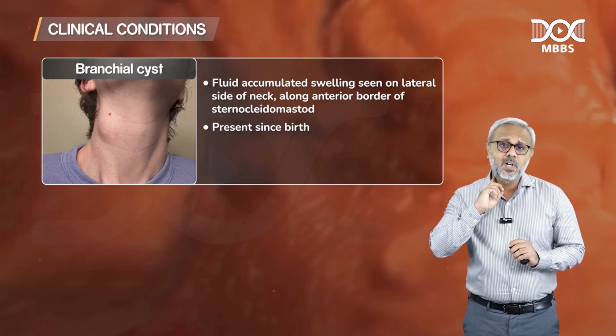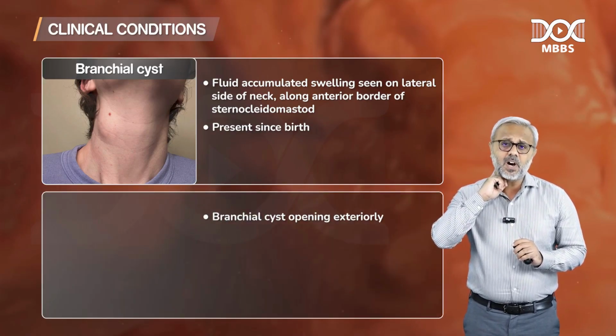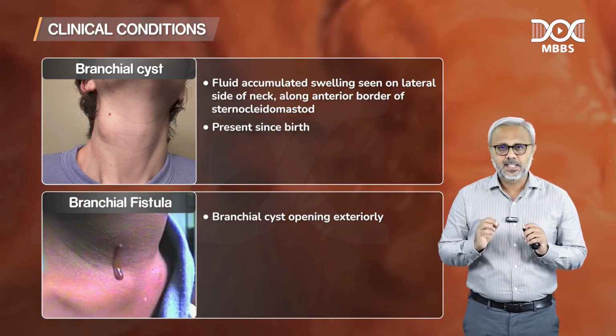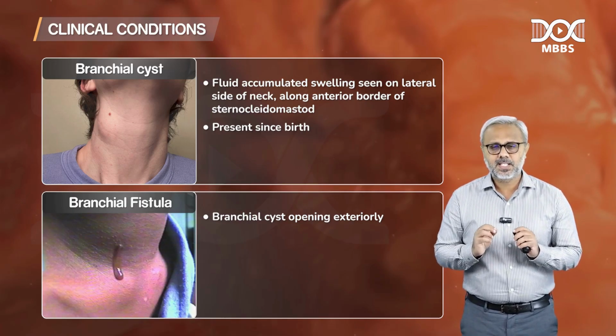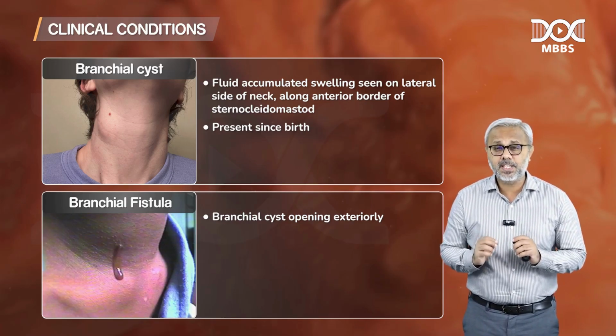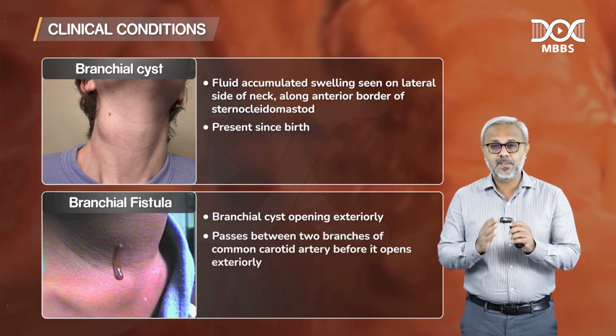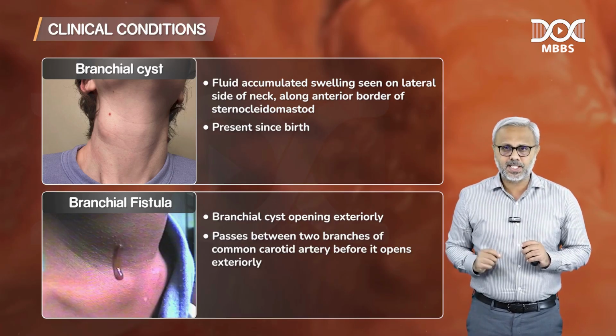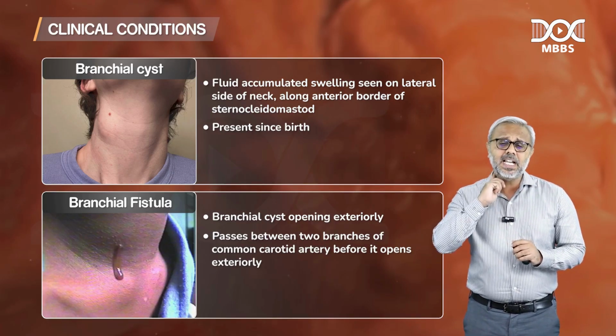If this cyst opens into the exterior or interior, we call it a fistula, which is called the branchial fistula or cervical fistula. Usually the fistulous tract passes between the two branches of the common carotid artery before it opens on the exterior. Whenever present, it leads to discharge.